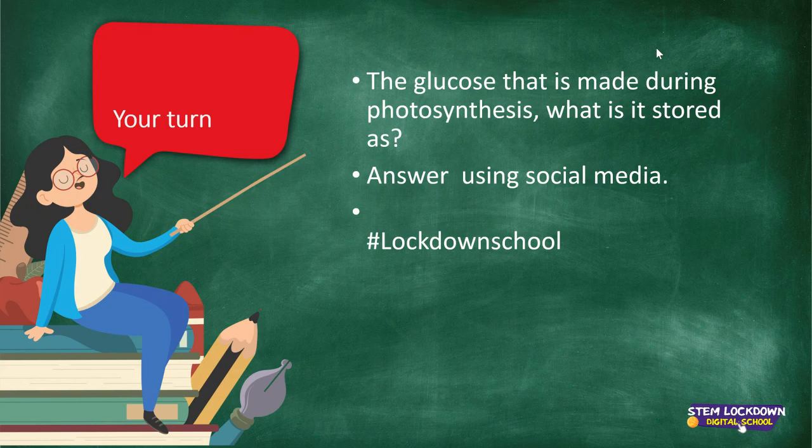All right. The question that I asked is, the glucose that is made during photosynthesis, what is it stored as? It's stored as starch. Remember, in the chloroplast we have a starch grain. That is where, after everything is made, your glucose gets stored, as starch. The chloroplast is where photosynthesis takes place. Thank you very much for engaging.